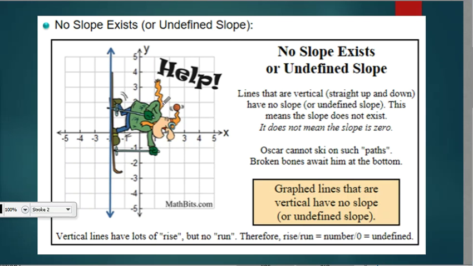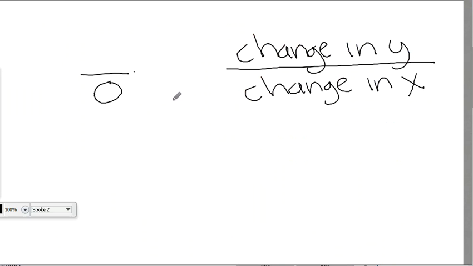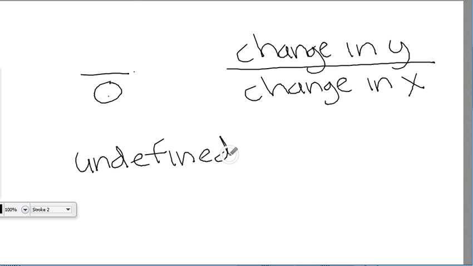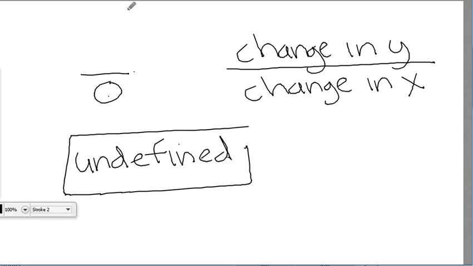And then when we talk about a vertical line, if we pick a point on this vertical line and we figure out what our change in y is, well, we can see that there is a change in y, but there is no change in x. So that's going to leave us with a 0 under our fraction. So anytime you have something divided by 0, you would say that is undefined.